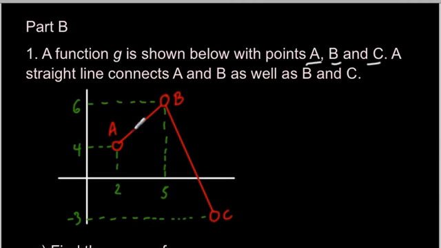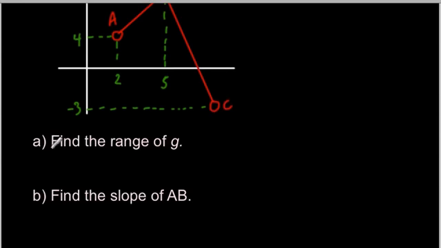So this straight line connects A and B, as well as B and C. So there's a straight line that connects B and C right there. Okay, so let's look at the first question. The first question says, find the range. It says find the range, in other words, the y value of g.